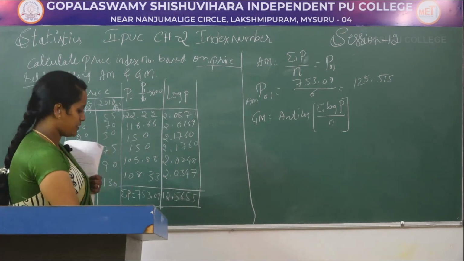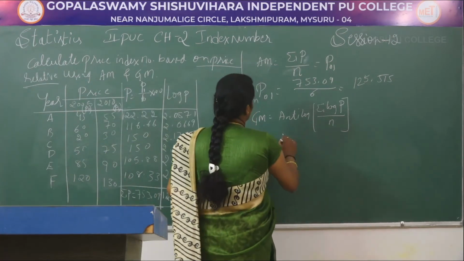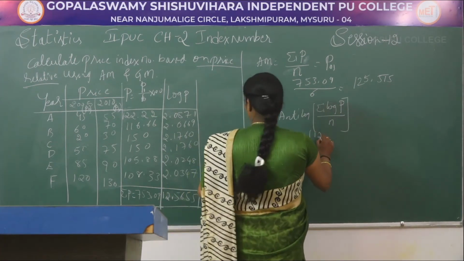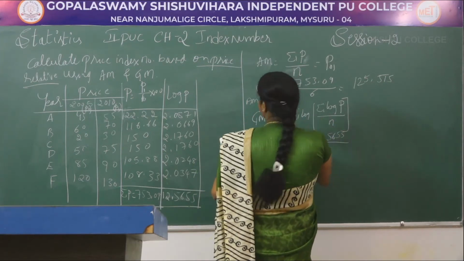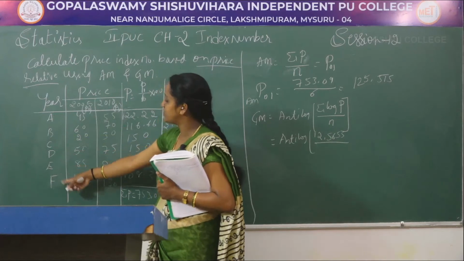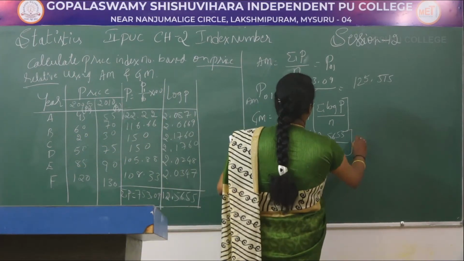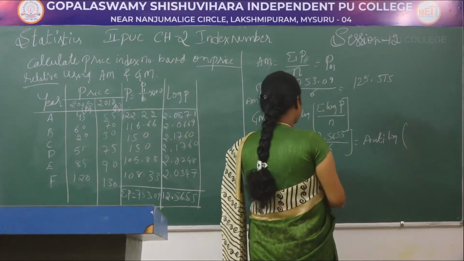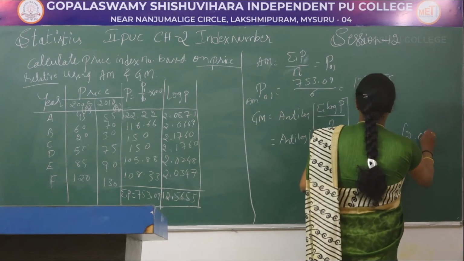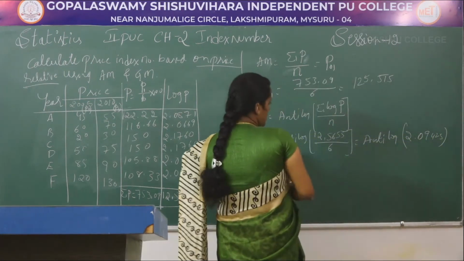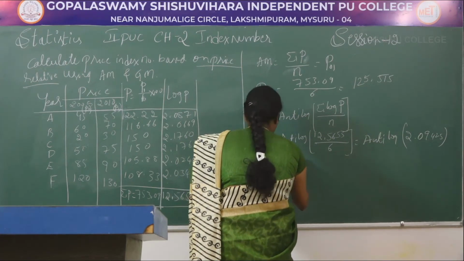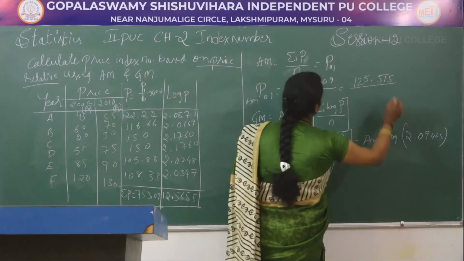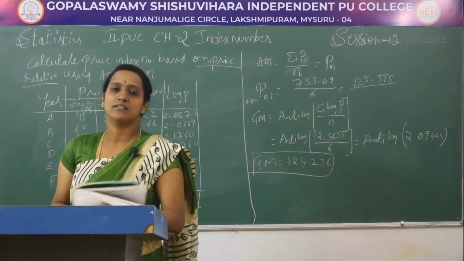Now you substitute that in the GM formula. It is anti-log of the summation of log P, which is 12.5655, divided by N, the number of observations, 1, 2, 3, 4, 5, 6, in years. So this is anti-log of 2.09425. After taking the anti-log, your GM is equal to 124.236. So this is your AM and this 124.236 is your GM.